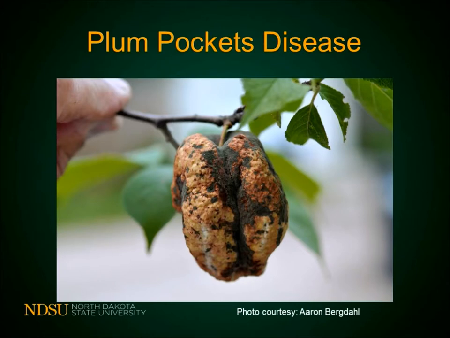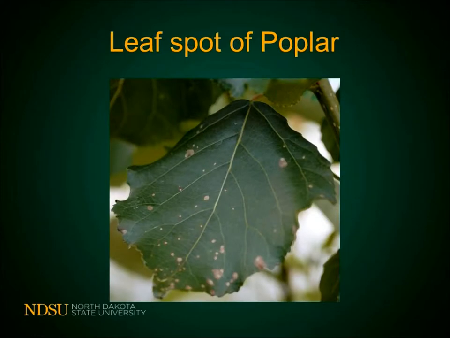And now I'll show you an example of a disease that's really common in North Dakota, but probably most people won't really worry about in their landscape plantings. And that's leaf spot on poplar. So most people who have poplar trees, either in shelter belts or in their backyard, will notice these little gray or black spots on the leaves. It's a common disease, it's all over the place, not really going to cause a problem.